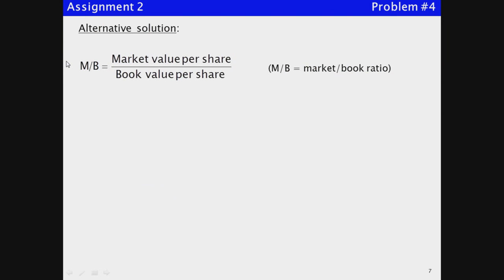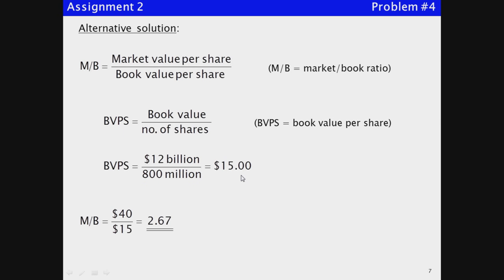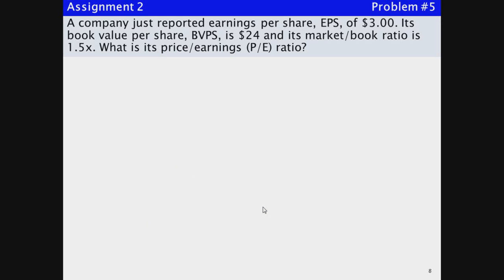Alternatively, we can say market-to-book is market value per share divided by book value per share. We need to calculate book value per share then if we're going to do that. Book value per share is the $12 billion divided by the 800 million shares. It's $15 per share. Simply take the $40 market value per share divided by the $15 book value per share, and again, you get the same answer, 2.67. They're identical calculations.